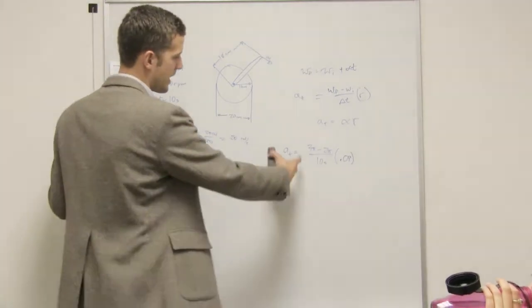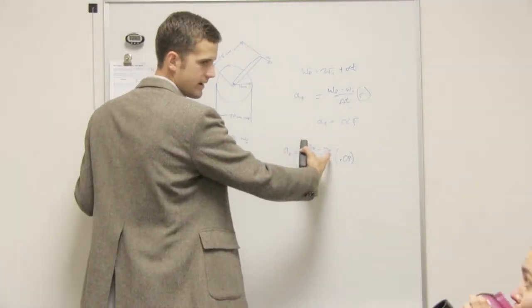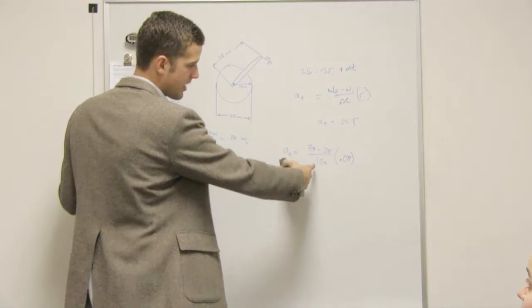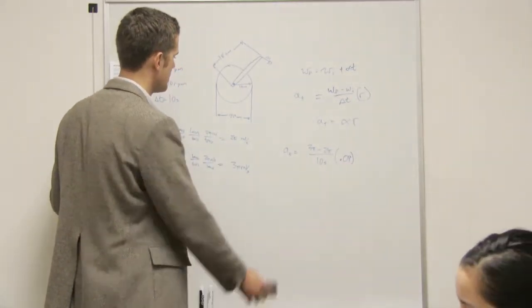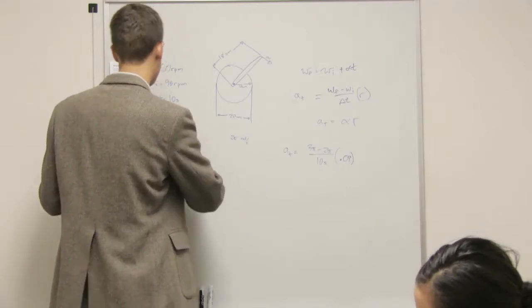Right, so this is 3 pi radians per second minus 2 pi radians per second. Then you divide by seconds again. In my calculator, I just type pi, just like any other unit.